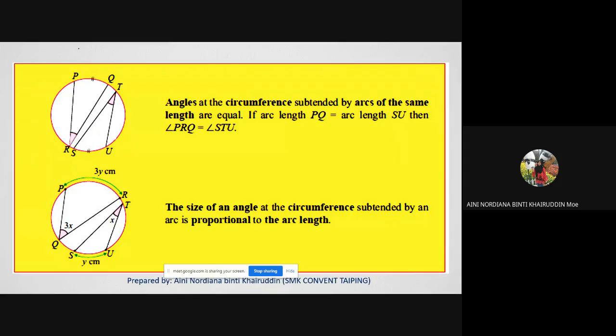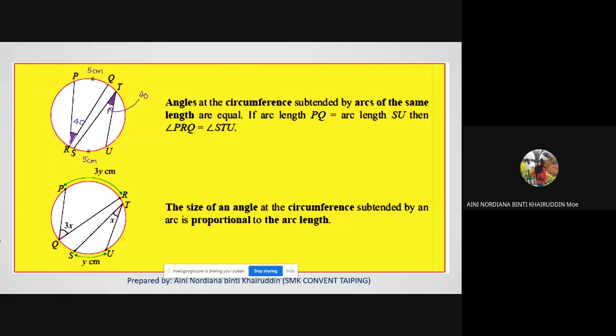If you have the same arc, same size of arc, then the angle, the size of the angle also same. For example, if arc PQ is 5 cm and arc SU also 5 cm, then angle at here equals to angle at here. So if here is 40, then angle here also 40. Okay. Boleh tak? Dia mesti same size of the arc. Then the angle same size.